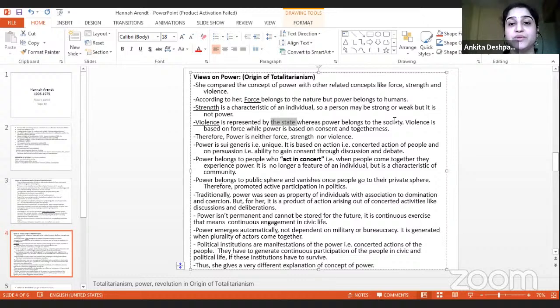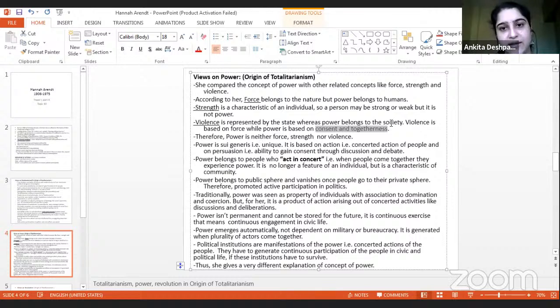Power belongs to, the word she uses is, public realm. Society or public realm means where people come together and live peacefully. And they deliberate, discuss with each other. So it is peaceful discussions, peaceful deliberations. There is no coercion, there is no force like the state. In society, there is always consent and togetherness. Why consent? Because we come together because we want to, not because somebody is forcing us to. Why togetherness? Because public realm is about cohesiveness, about cooperation, about togetherness.